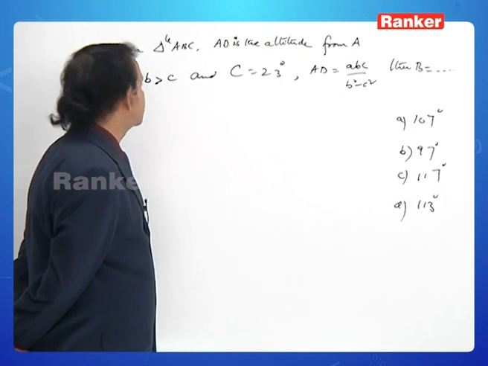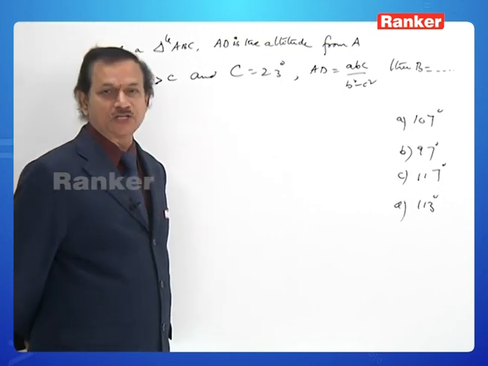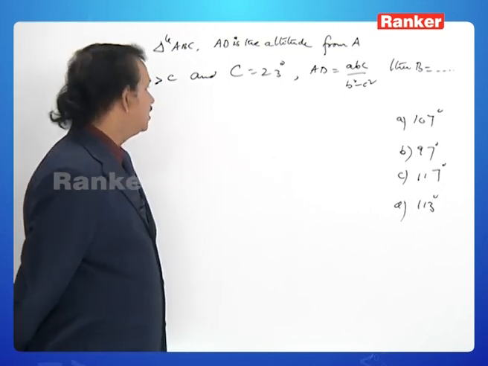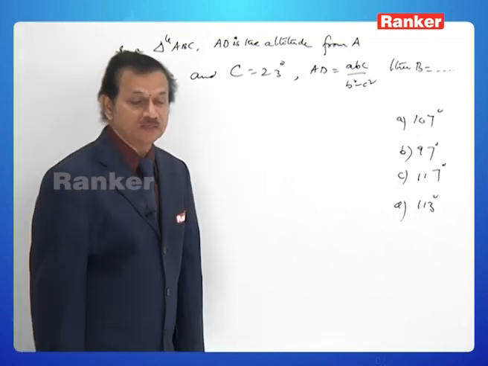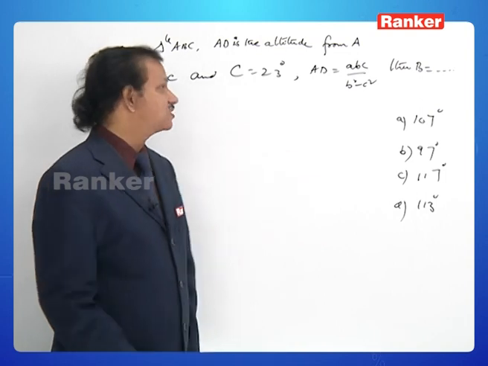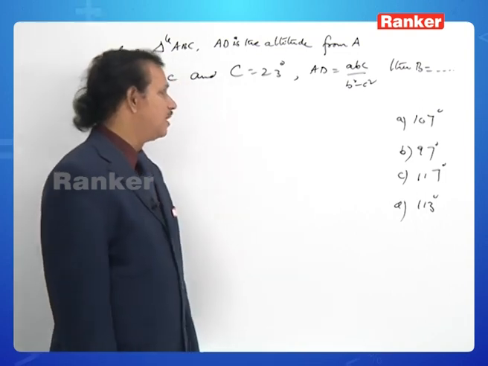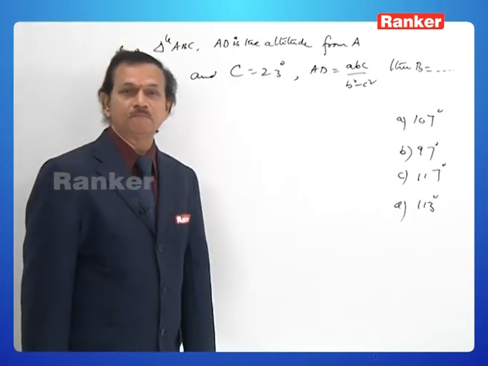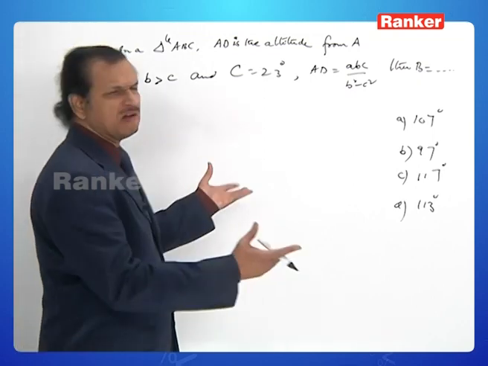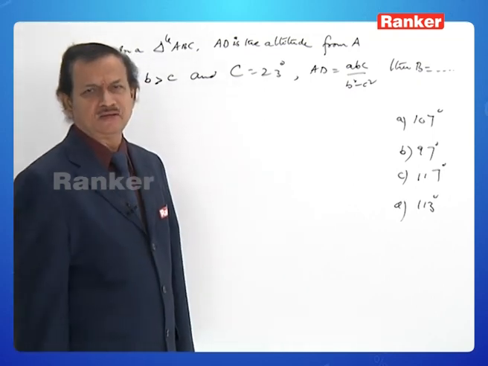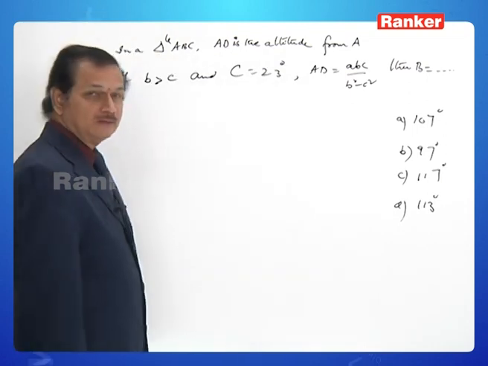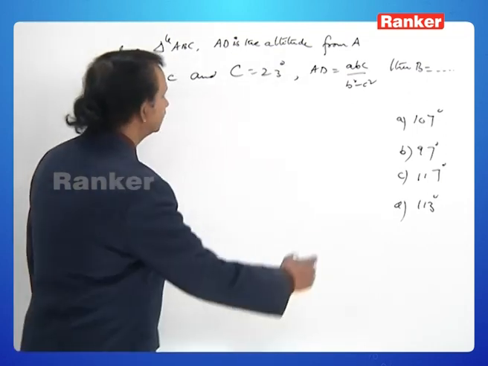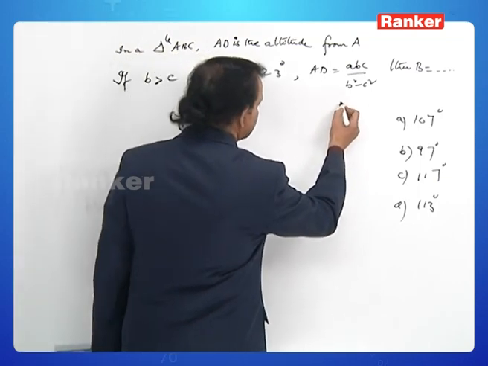In a triangle ABC, AD is the altitude from A, B is greater than C, and capital C is equal to 23 degrees. Besides that, AD is equal to ABC by root of B square minus C square, then B is equal to? A lot of information has been given. Follow the question carefully. Let us start. Let us have a look over this.